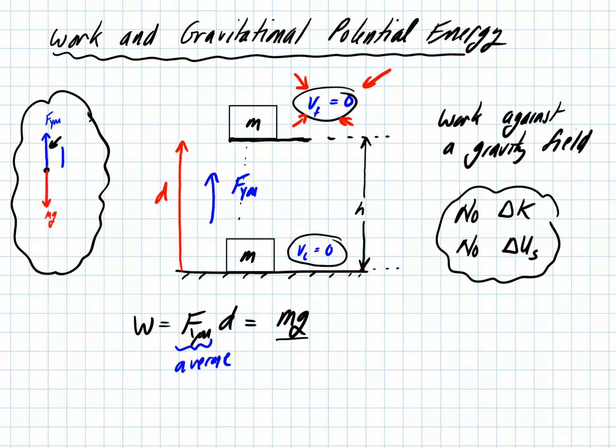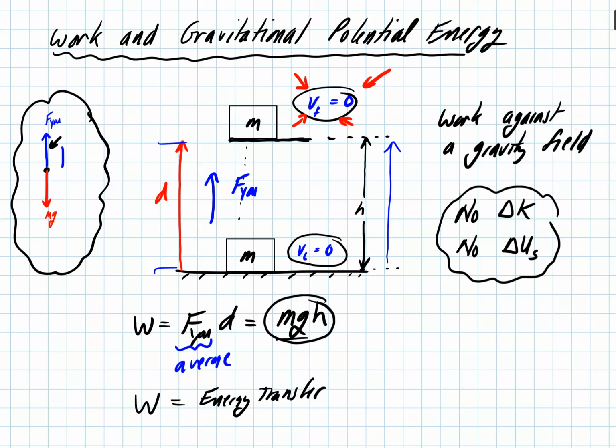Now, you're going to exert that force through some distance d, but it turns out that when we are changing height, by tradition, we don't call that d anymore. We call it h. So there you go. This is the amount of work you do. Remember, what is work? Work is energy transfer. So if you're transferring energy, and it's not in the form of kinetic energy, and it's not in the form of spring energy, then what is it? It's in the form of gravitational potential energy.